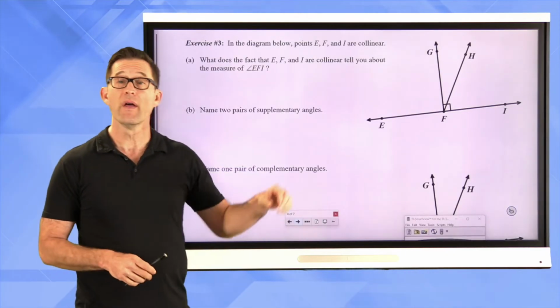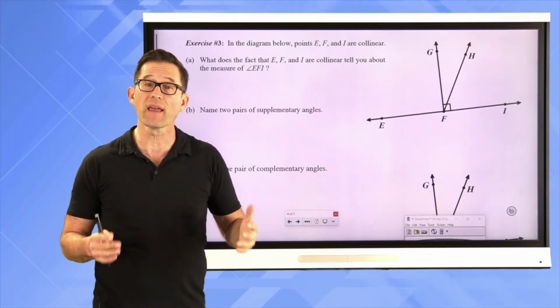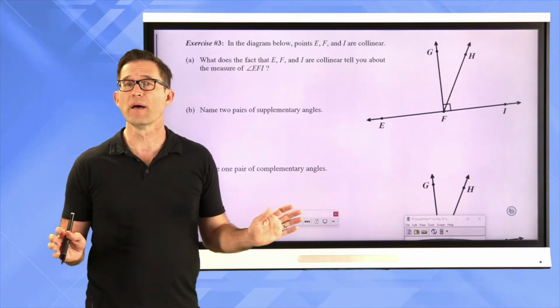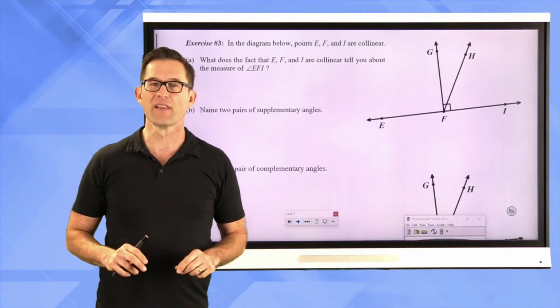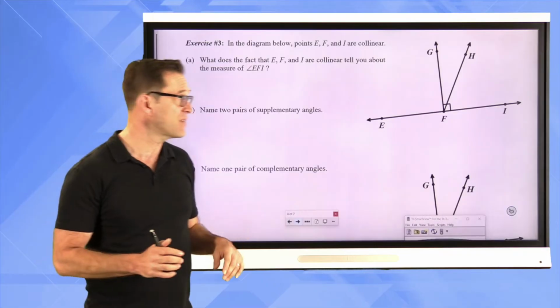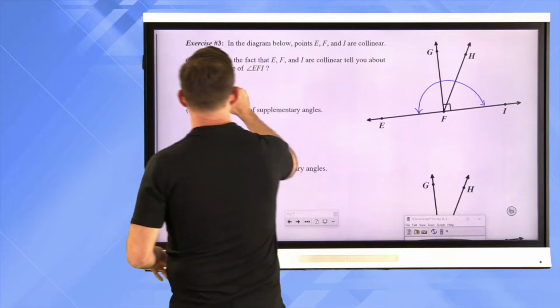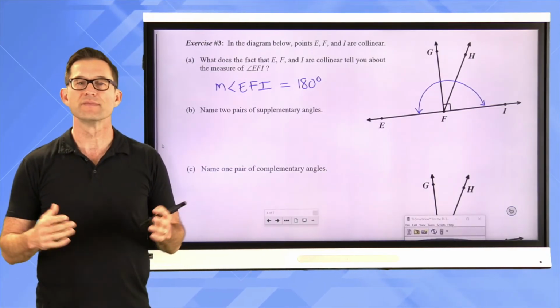Now, it's critical that we know that points E, F, I are collinear. If we're not told that, we really can't assume it, even though even really good geometry teachers will sometimes mess up and just have you assume that those lie in a straight line because they look like they lie in a straight line. But the fact that we are told that they're collinear means that the measure of angle EFI must equal 180 degrees. That's what them telling me those 3 points are collinear gives to me.